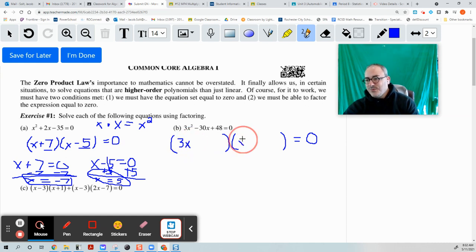Why did I just do what I did? Why did I put a 3x? I didn't even talk about it. Why did I put a 3x and then an x in here? Well, I see the x squared. Just like this guy, to have an x squared, I have to have x times x to give me x squared.